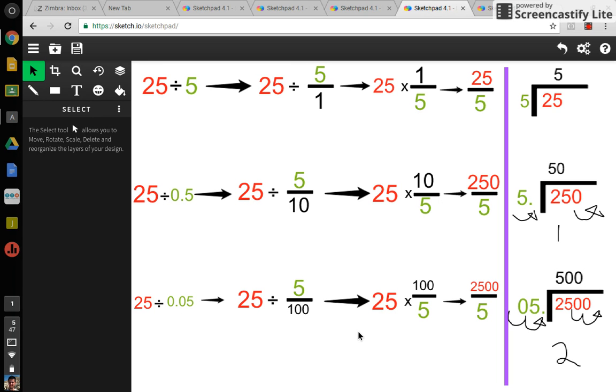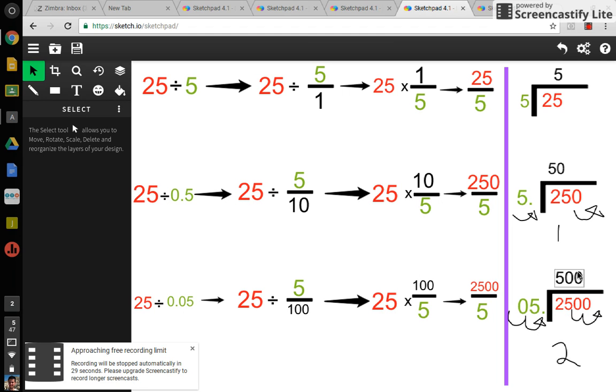So, boys and girls, I don't know if you caught that, but the strategy for dividing with decimals is to simply turn your divisor into a whole number. In other words, how many jumps will it take to create this number as a whole number? In 0.5's case, it took 1 jump. In 0.05's case, it took 2 jumps.